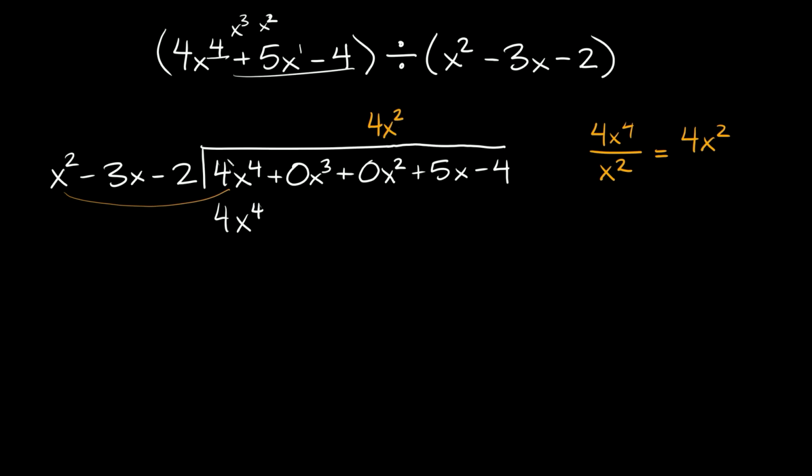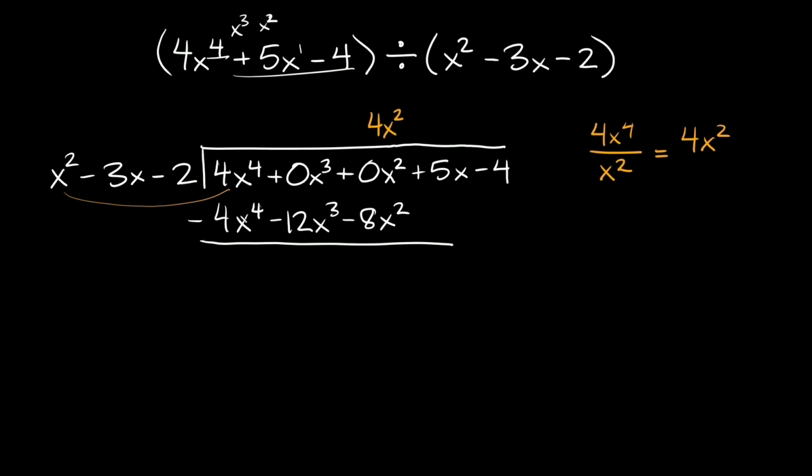Okay, and then 4x squared times negative 3x, that's going to be equal to 4 times negative 3, that's equal to negative 12. And x squared times x is equal to x cubed. Okay, and then 4x squared times negative 2 is equal to negative 8x squared. Okay, so now again, we're going to subtract these.